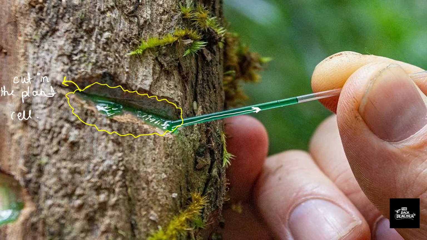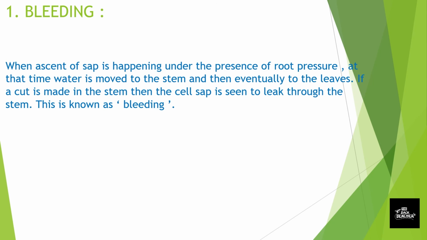That means that this is probably the cell sap that has come out from the cut. Now, this particular phenomenon is bleeding. So what is happening in this diagram is a phenomenon known as bleeding. Now, let us look into the definition of bleeding. Bleeding simply happens when a cut is made in the stem and cell sap comes out of it. Why does that happen? Let us read the definition now.